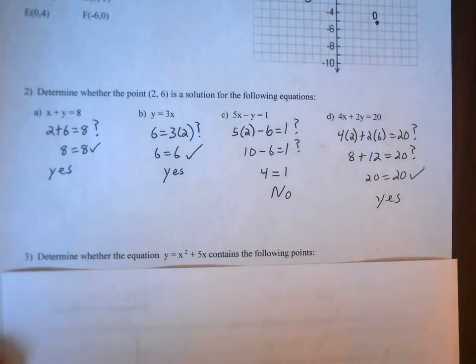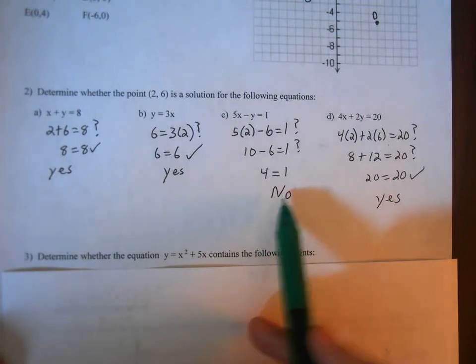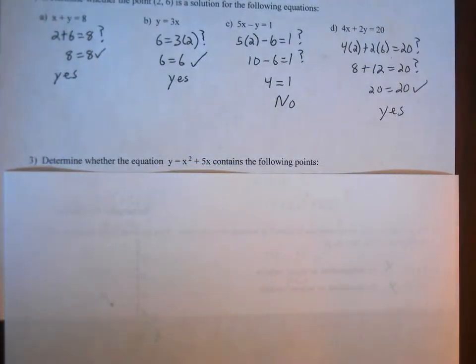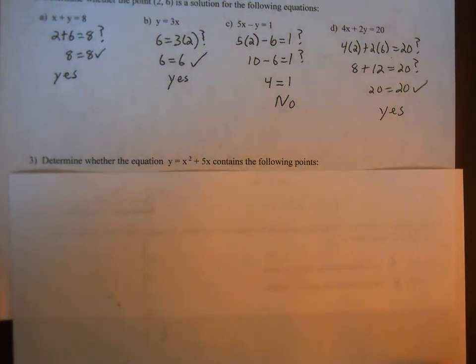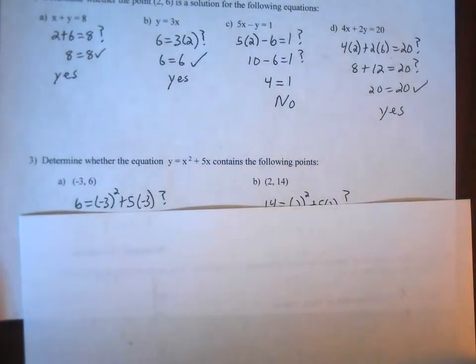Okay, so in number 2, the only one that (2, 6) is not a solution for is the third one, 5x - y = 1. Okay, the last question is very similar to number 2. Determine whether the equation contains the following points. So now it's just kind of the opposite. I give you an equation, and I want you to tell me if the point works in the equation. So we have different points for the same equation. You do the same thing. You substitute your x and y values in.